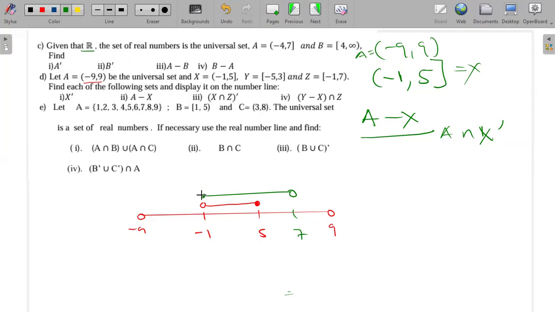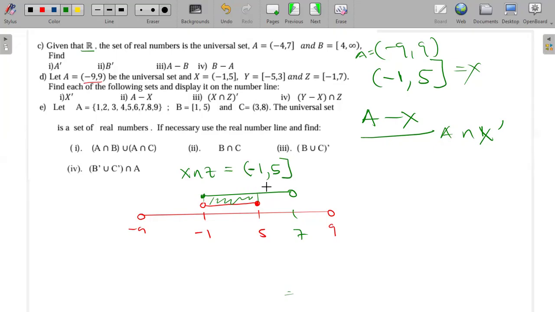So where do these two intersect? These two intersect here and there, like this part. But at -1 it's going to be open, since -1 is not in X, meaning it won't be in the intersection. So X intersect Z is going to just be open at -1, then it goes all the way to 5, and it's closed at 5. So this is the intersection.